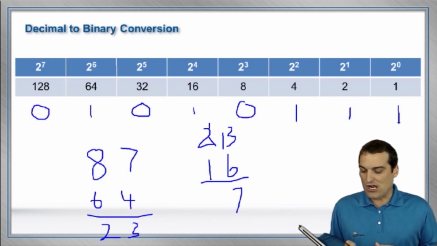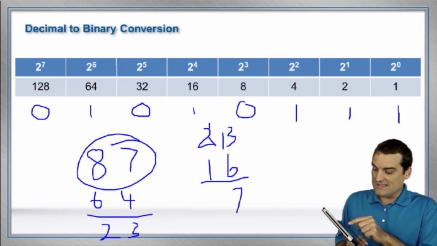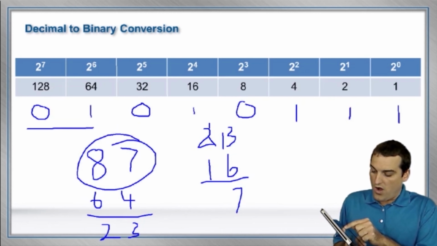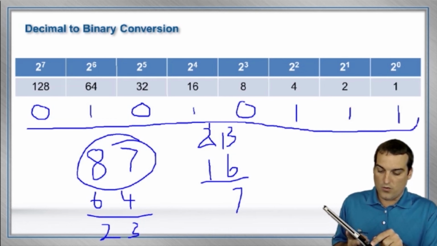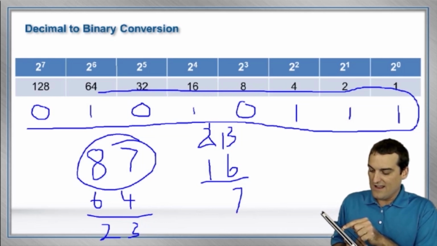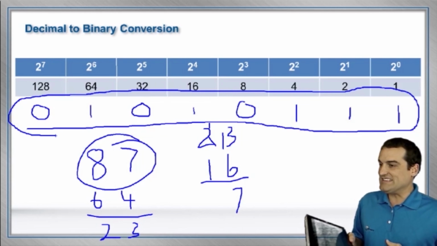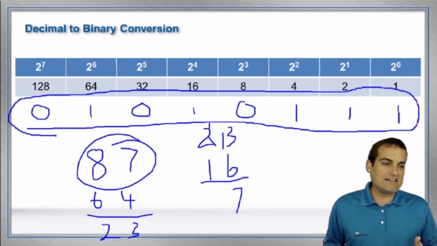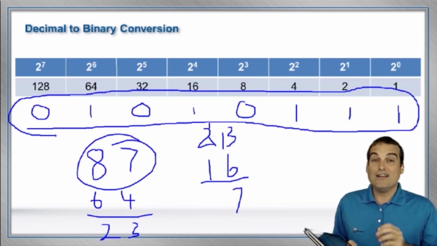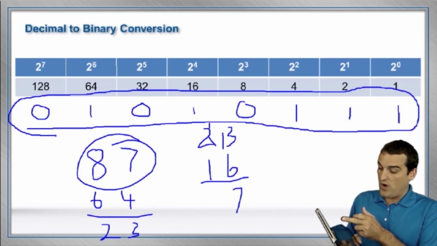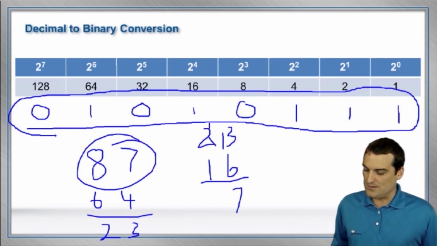Look at that. So 87 in binary is 0, 1, 0, 1, 0, 1, 1, 1. Let's circle it here. There is the binary for 87. So in an octet of a computer, when the computer sees 87, the computer is seeing it as 0, 1, 0, 1, 0, 1, 1, 1. It is that simple, folks.